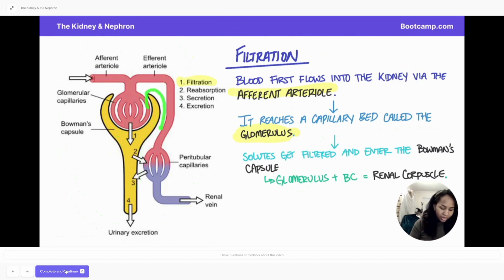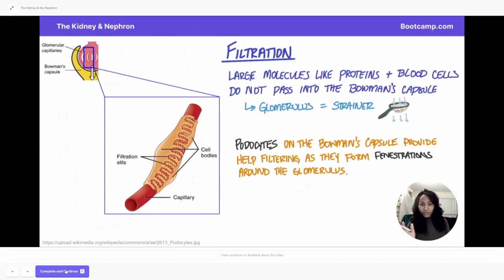And that's going to be this structure right here. And now the Bowman's capsule and the glomerulus together, because they make up that crucial part of the filtration step, are also called the renal corpuscle. And if we zoom in even further, we can see exactly how this is accomplished.